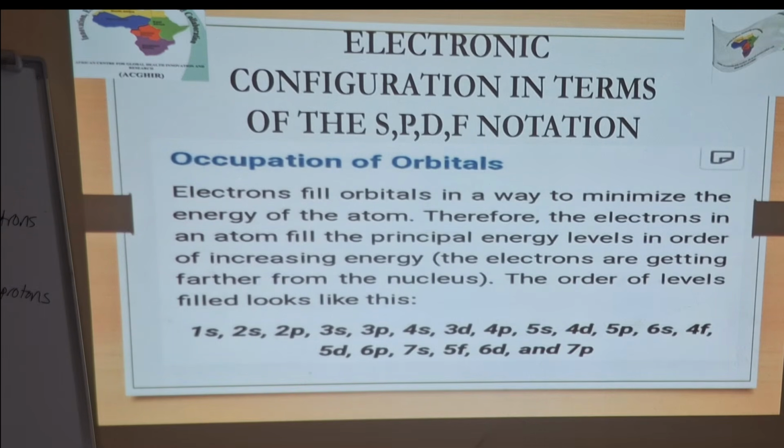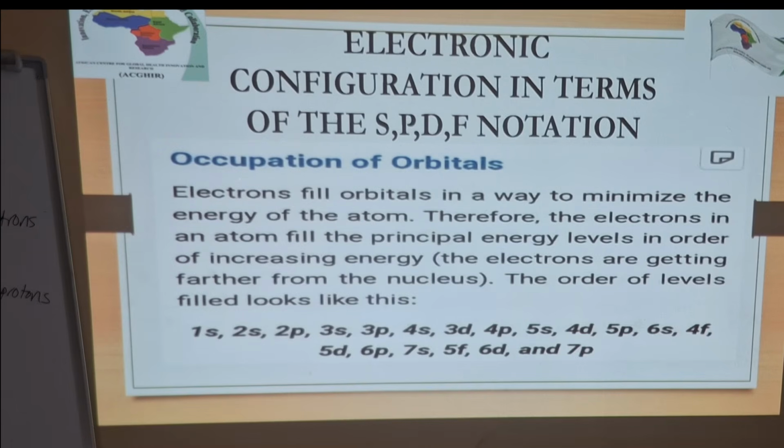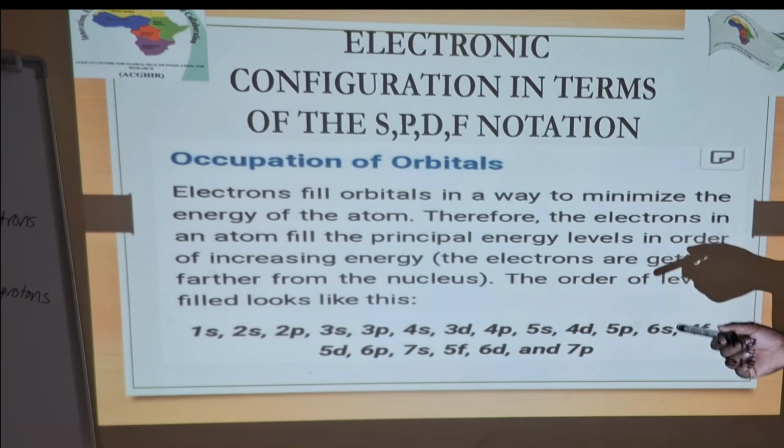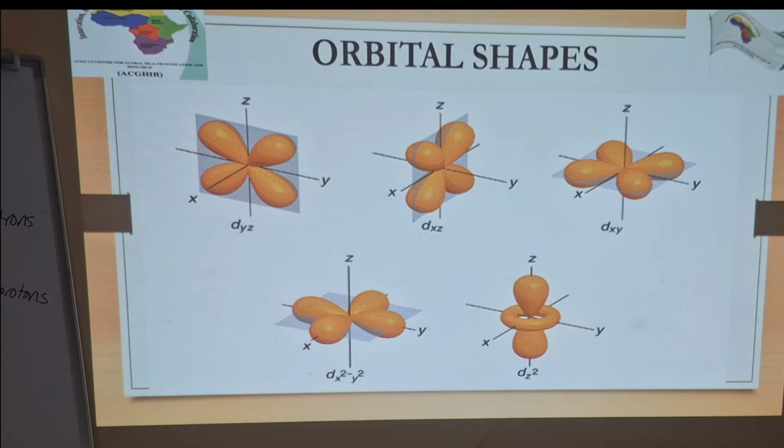After filling the 4s orbital, that is when we can go to 3d. So after 4s, we fill the 4p. After 4p, we then fill the 5s. Why so? Because a 4d orbital is at a higher energy than the 5s orbital. And we continue like that. This diagram is an illustration of our orbital shapes.